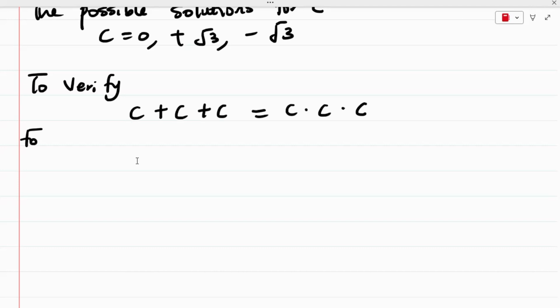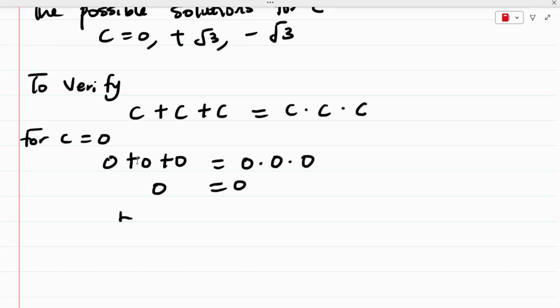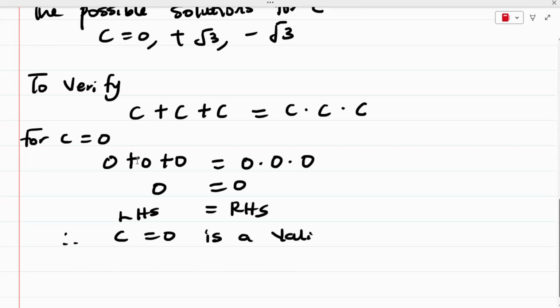So we start for C equals to 0. This becomes 0 plus 0 plus 0 is equals to 0 multiply 0 multiply 0. So this is going to give us 0 is equals to 0. So the left hand side is equal to the right hand side. So therefore, C equals to 0 is a valid solution.